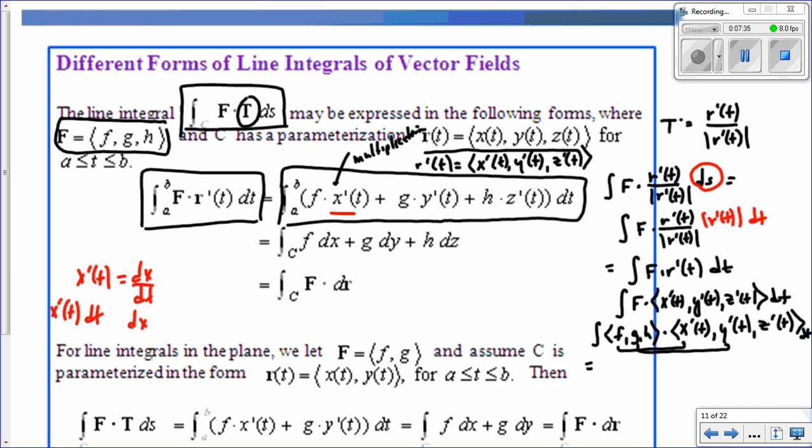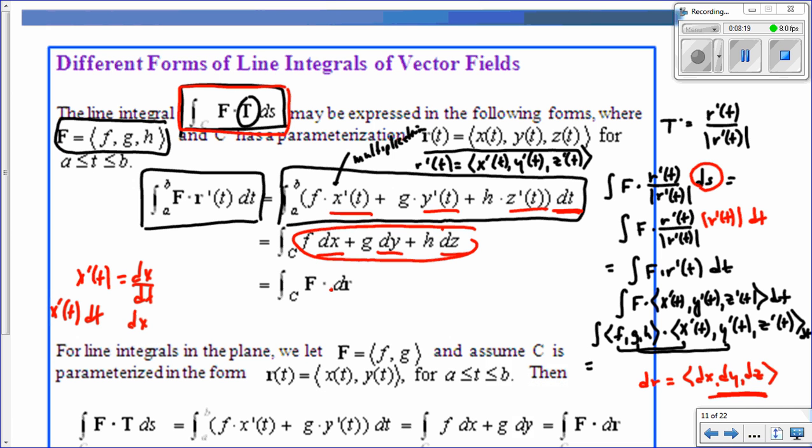And so if you took this x prime of t dt and replaced it with dx, that would be another representation. Likewise, the y prime of t dt would be the dy, and the z prime of t dt would be the dz. Or we could even let there be a vector dr represented as dx, dy, dz. And we could view this representation as just the vector field f dotted with that dr. So there's lots of different forms that this tangential form of the line integral can take. So if you see something that looks like any of these, it's the same thing as this integral of f dot t.